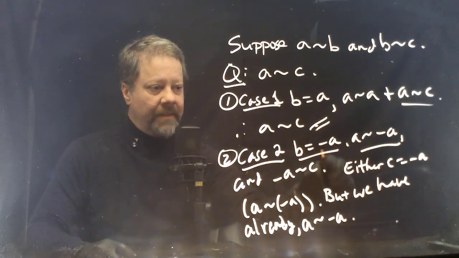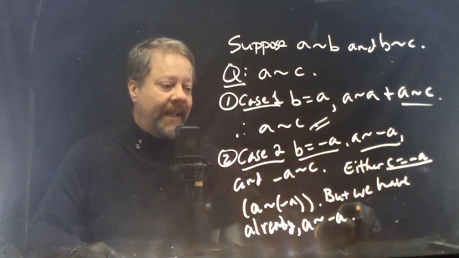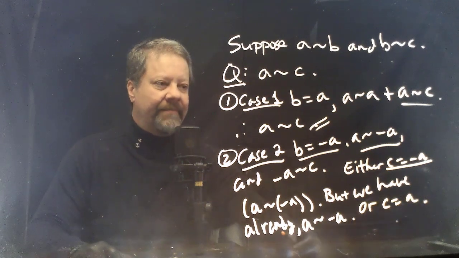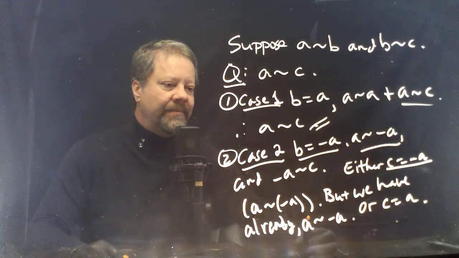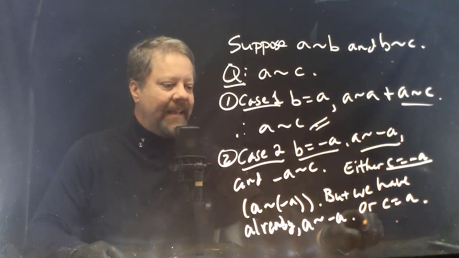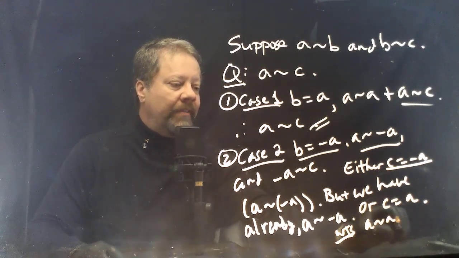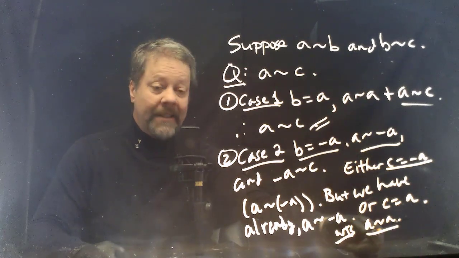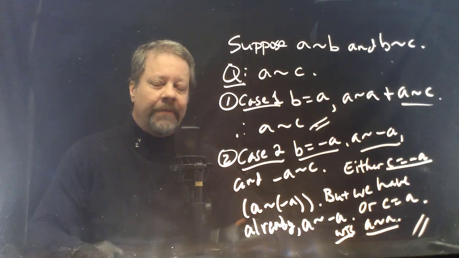So there's another possibility. We had C equals minus A, or C equals positive A. But if C is equal to A, then we want to show that A is equivalent to A. But we already have that, because this is one of the defining properties of the relation. And so the proof is over.